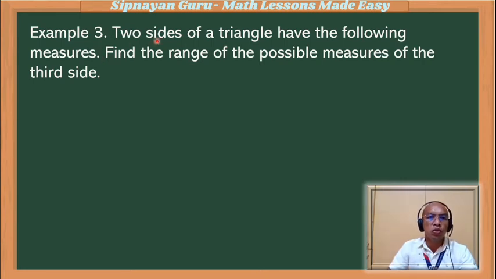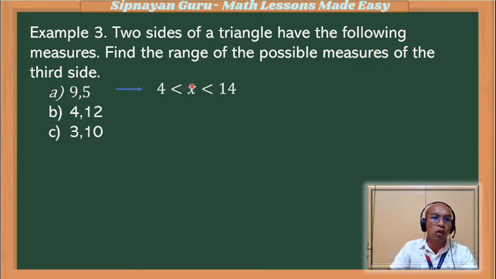Example number 3, two sides of the triangle have the following measures. We'll now be finding the range of the possible measures of the third side. These are the two given sides. For problem number 1, since this is the possible measures of the number, we'll represent this as a compound inequality. So how do we do it?